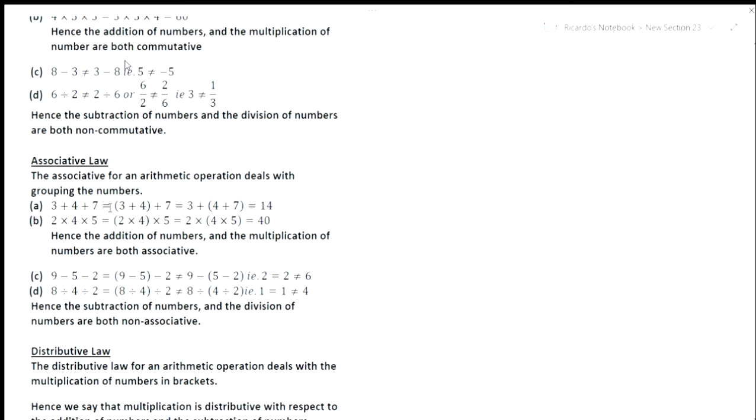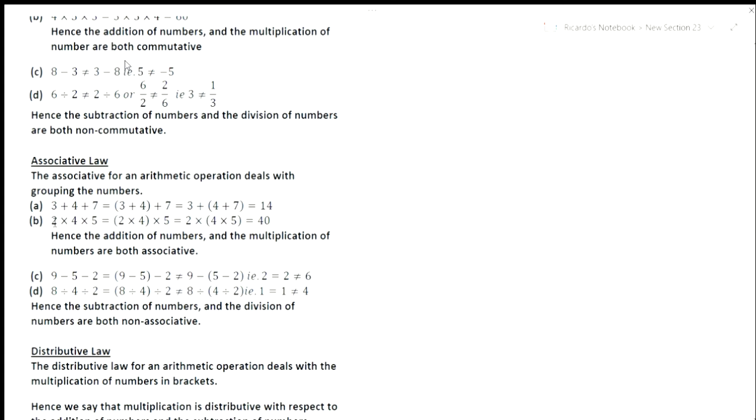It will equal, if you group the first 2 numbers and then add the 7 to it, that will equal. It will also equal if I had the 4 and the 7 first, then add the 3, you will still get the same answer. No matter what order you group them into, you will get the same answer. Okay? So look at this.